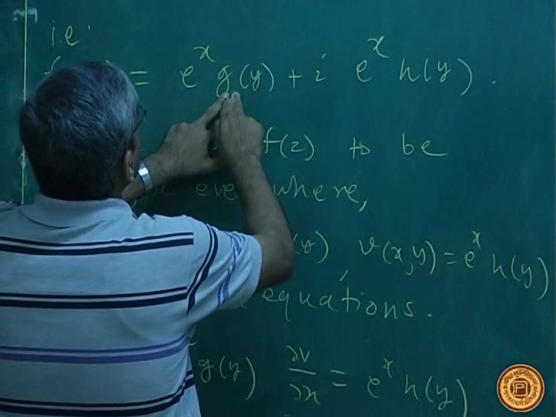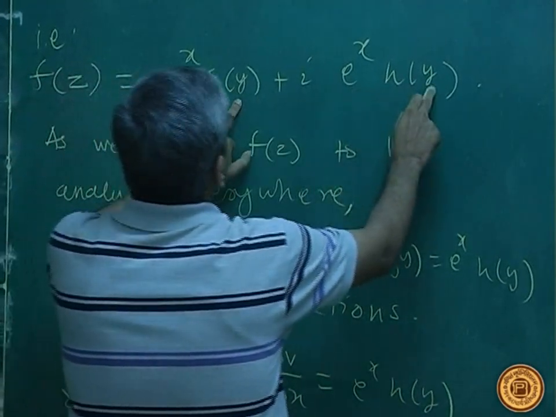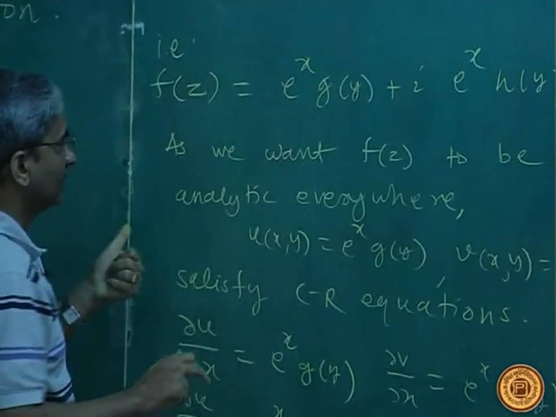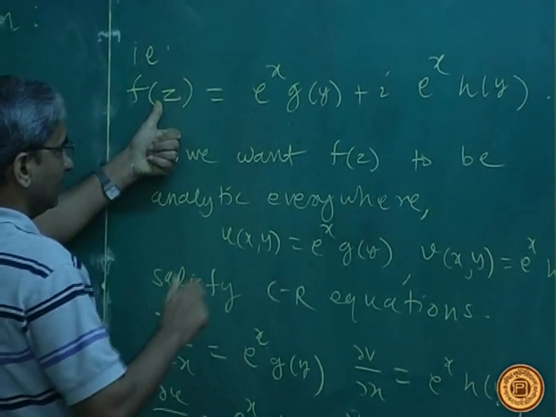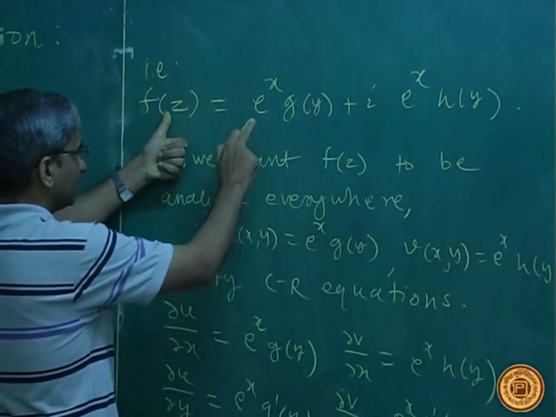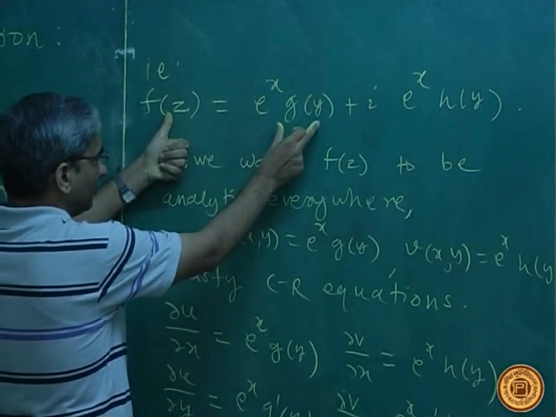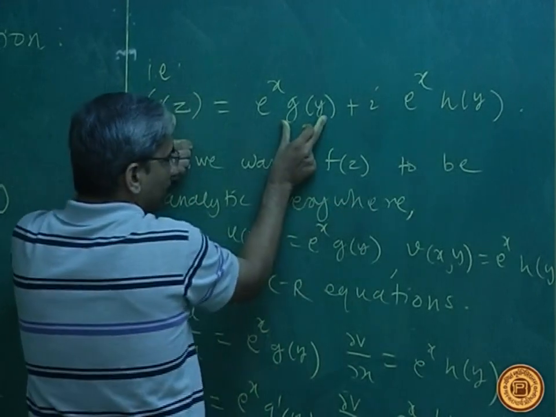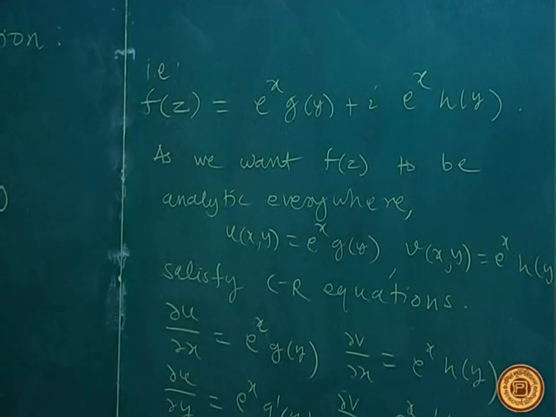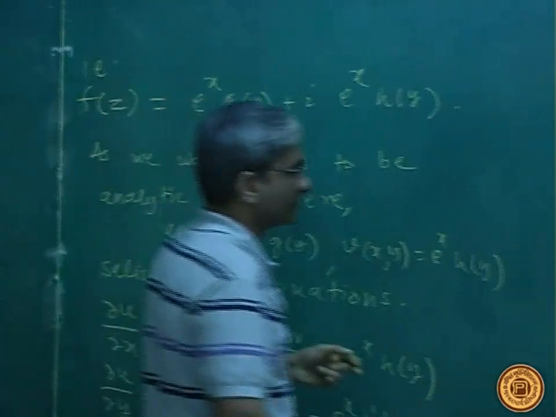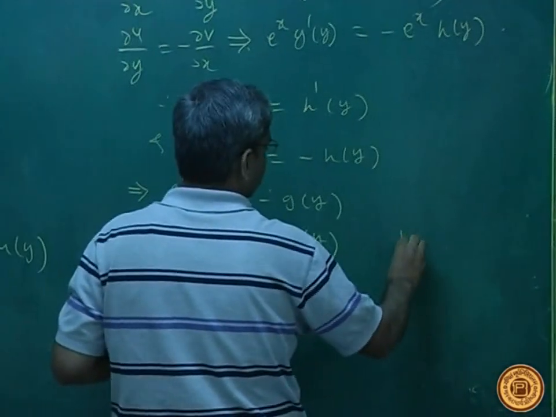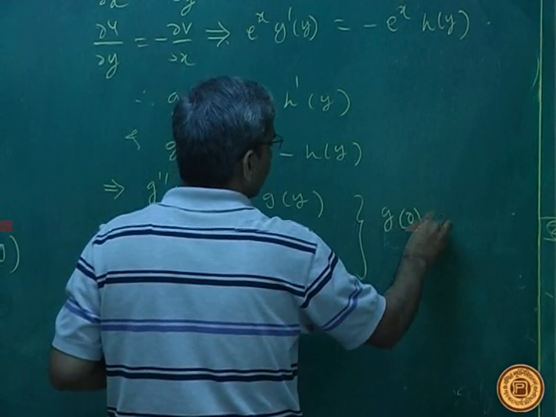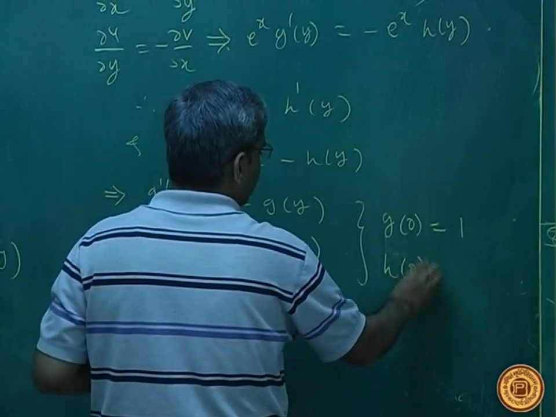Here it is g0, h0, but remember g0 means y is 0. So when y is 0, z is x, so e to the power x into 1 it has to be, and then this is 0. So h of 0 is 0 and g of 0 is 1.